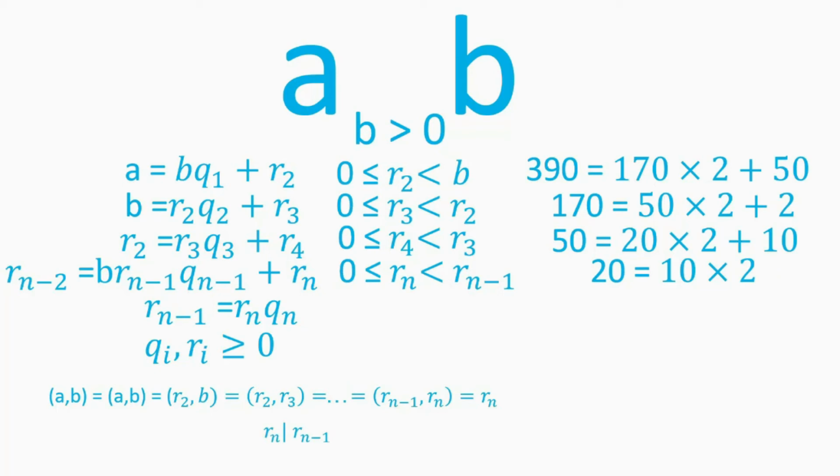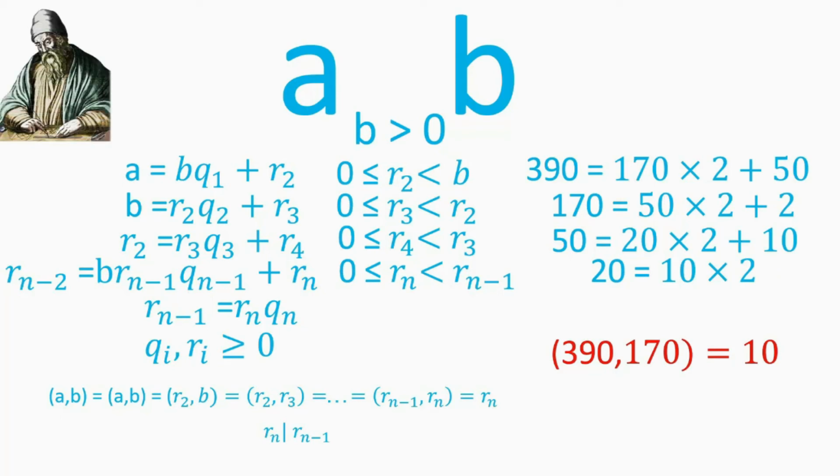Obviously, (a, b) is equal to r sub n, because in reality r sub n divides r sub n minus 1. Hence, the GCD of a and b is the last non-zero remainder in the above process of repeated division. Hence, the greatest common divisor of a and b is equal to 10. Note that this was obtained without factorization of any numbers. To date, Euclid's algorithm, despite more than 2000 years of history, remains the most effective algorithm known.